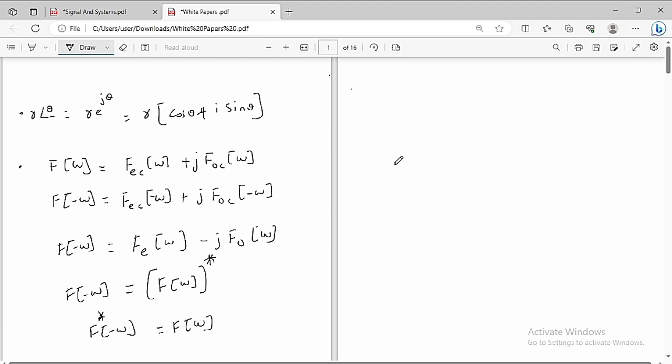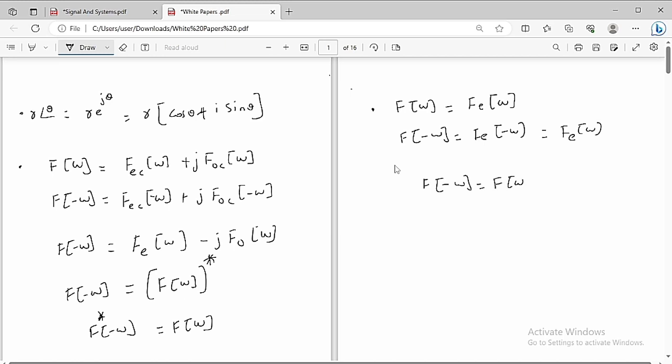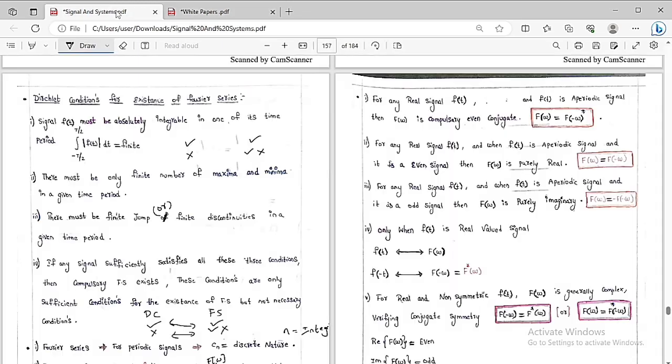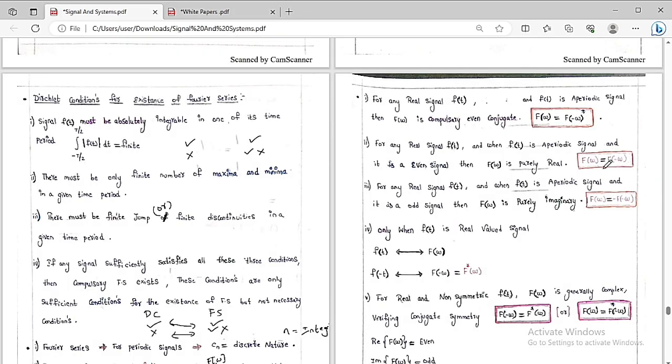Therefore f of omega has only the even part, because when f of t is a real signal and also of even nature, only the real part is going to be present but not the imaginary part. So in this case, f of minus omega is equal to f even of minus omega, which is nothing but the even part of omega. It is nothing but f of omega itself. So f of minus omega is equal to f of omega. Therefore, the same thing we have written: f of minus omega is equal to f of omega. So when f of t is a real signal, a periodic signal and an even signal, then f of omega is purely real.